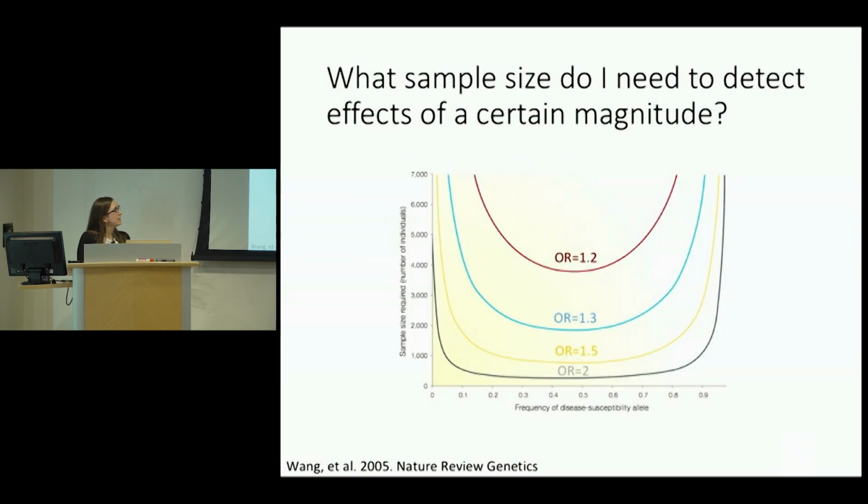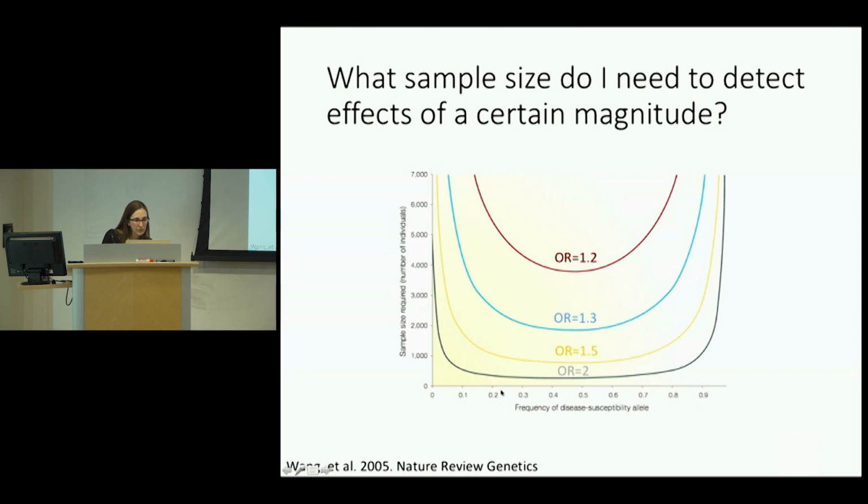The first thing to consider is what kind of sample size do I need to do my genome-wide association study? This is an actual figure from a paper from 2005, and along the x-axis here is the frequency of the disease susceptibility allele. And then it has, for various effect sizes, here odds ratios, the sample size required to achieve 80% power, and this was done for a 10 to the negative 6 alpha level.